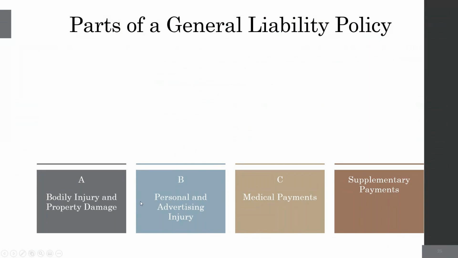Coverage B would be personal and advertising injury. Maybe you have a marketing campaign that knocks your competition. They lose money and they sue you because it's a false statement that you made in your advertisement, and it costs them money. And so they're suing you for the lost income.